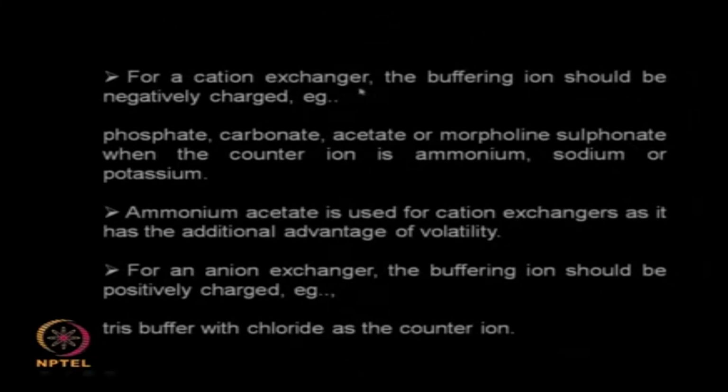So for a cation exchanger, the buffering ion could be phosphate, carbonate, acetate, morpholine sulfonate when the counter ions are ammonium, sodium or potassium. Whereas if it is an anion exchanger, we could use Tris buffer with chloride as the counter ion, because for an anion exchanger we need a positively charged buffering ion.